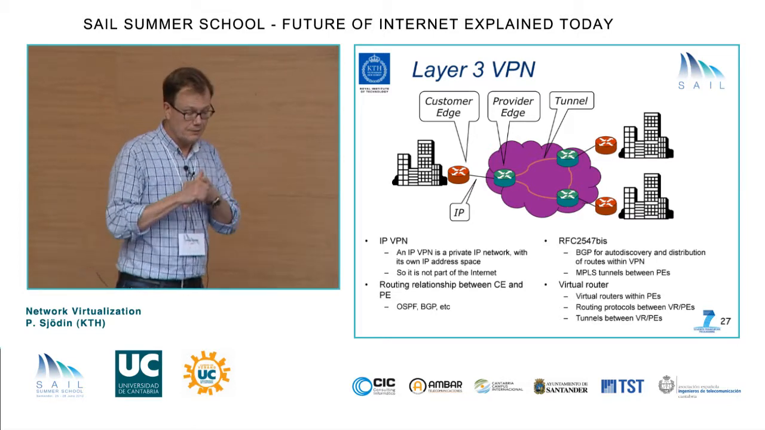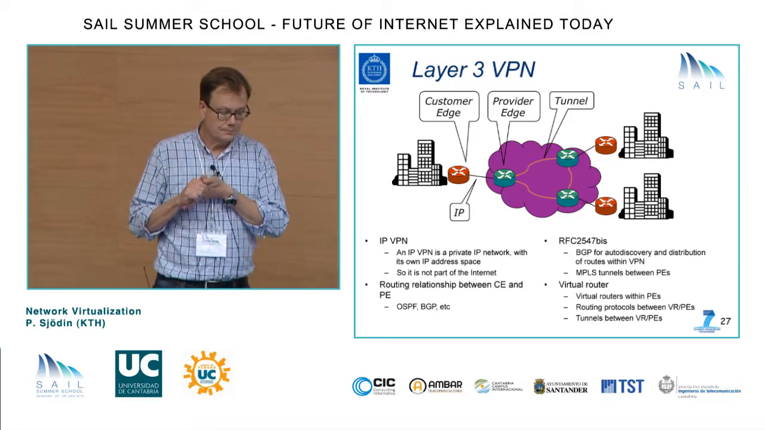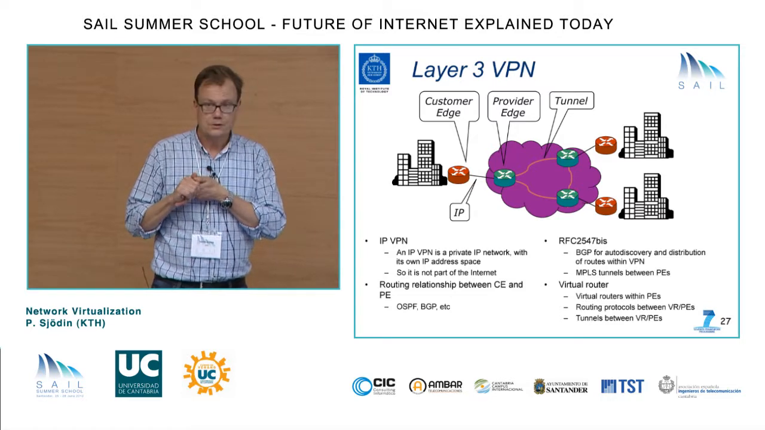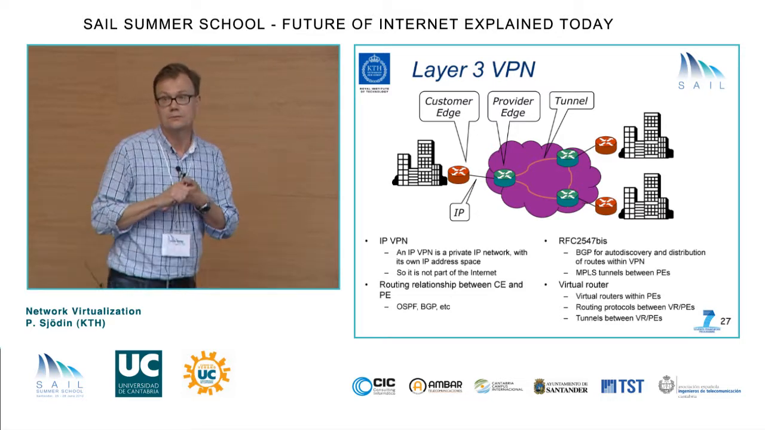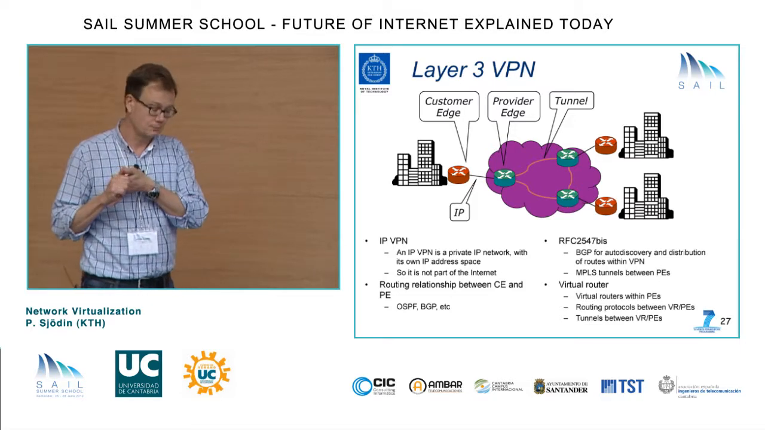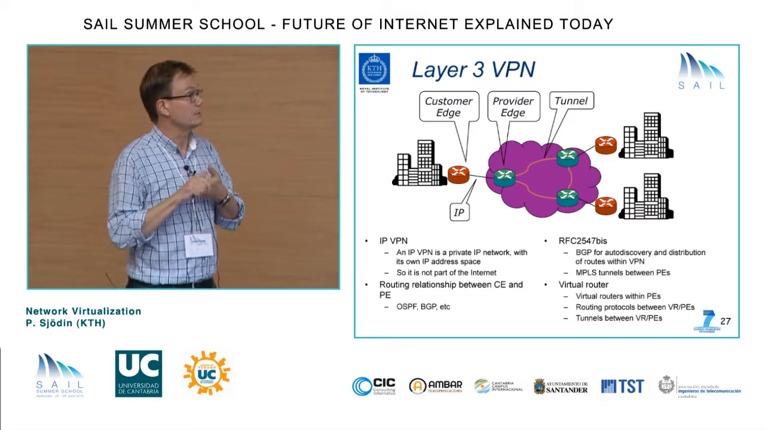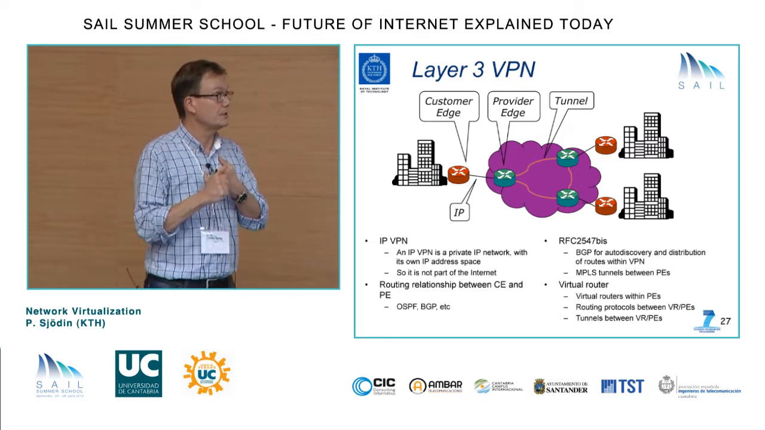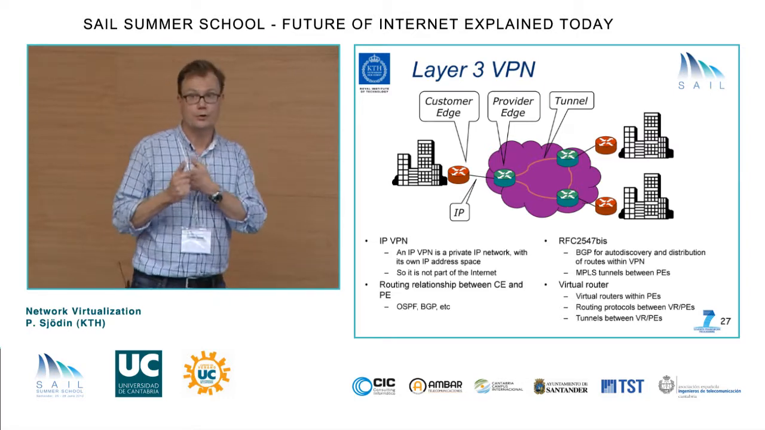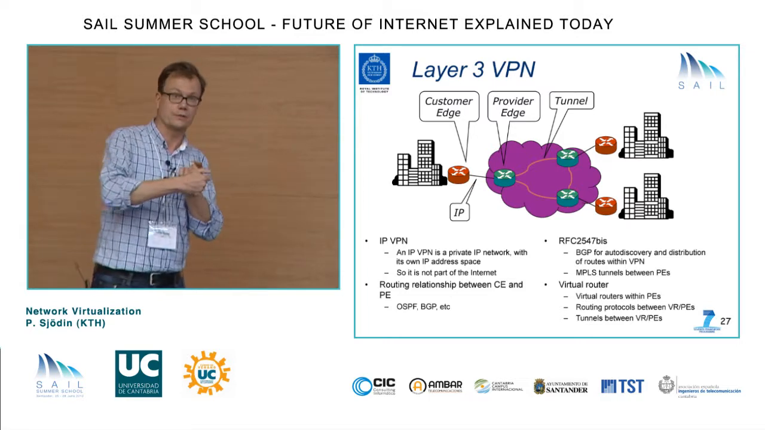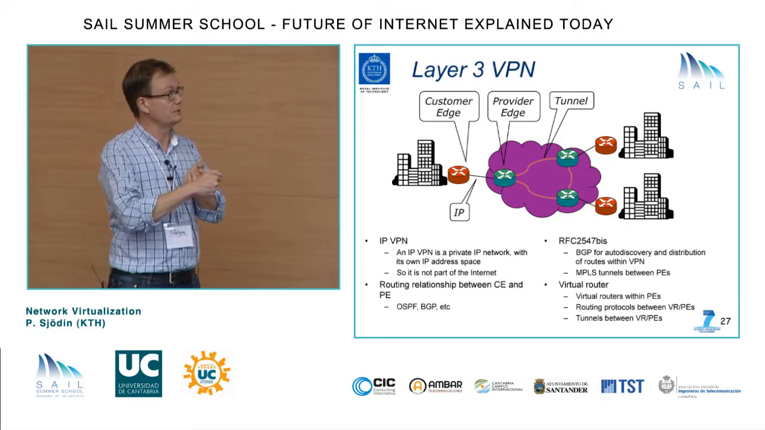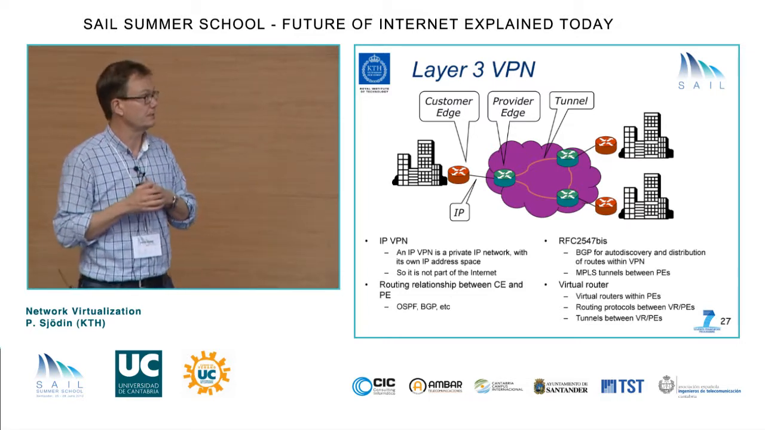Okay, Layer 1, Layer 2, Layer 3. So a Layer 3 VPN is a virtual IPv4 network, or IPv6 for that matter. It's a virtual IP network, which means that it has its own private network, its own IP address space. It's not part of the internet. It's a different network which is built on the same technology as the internet. It's built on IP, but it's not the internet. It's a different network.